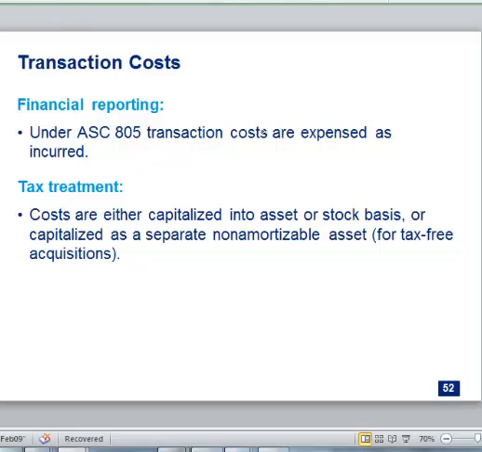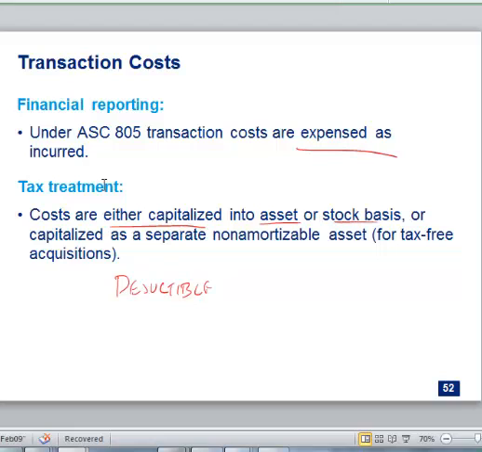Let's go through the slides. So books, expense; tax, either capitalized into an asset or stock, depending on what the deal is, or they could be deductible. Could be deductible, depending. So books is always expensed. Tax depends.